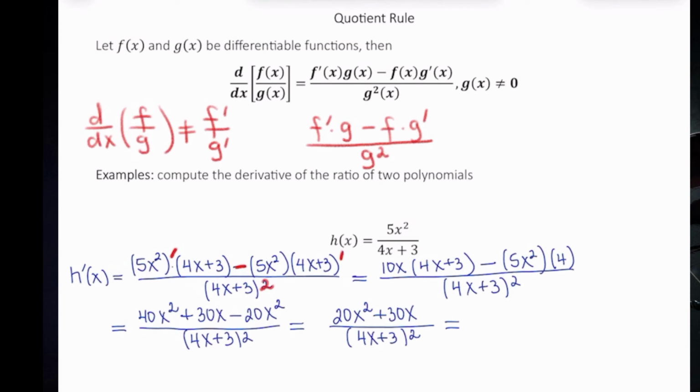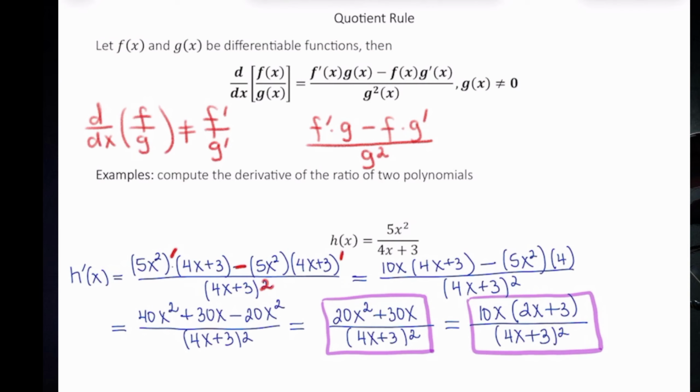Sometimes I see students factoring the numerator. That's okay too. So let's say you want to factor out a common multiple. In this case, it would be 10x. So what do we get here? If we do this factorization, this becomes 2x plus 3, and on the bottom we get 4x plus 3 quantity squared. Both of these are correct. You can leave it in this form right here that I'm boxing up, or you can also factor 10x out. Either way, this is what the derivative of our function is.